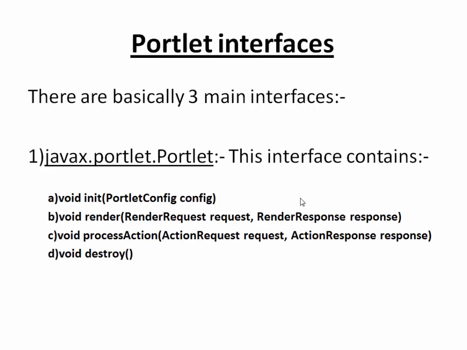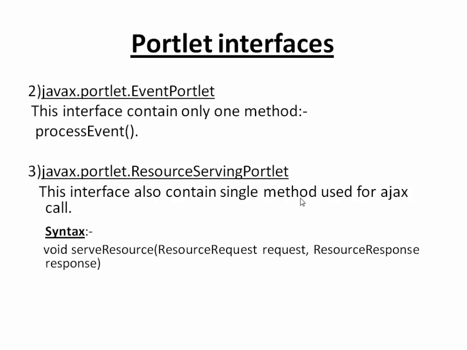The third thing is portlet interfaces. Basically there are three main interfaces. First is javax.portlet.Portlet. This interface contains the basic methods like init, render, processAction, and destroy. If you want to write a portlet, then the portlet must implement this interface. The second interface is javax.portlet.EventPortlet, which contains a method processEvent. This is used for interportlet communication. And the third is javax.portlet.ResourceServingPortlet. This interface also contains only a single method for AJAX calls, serveResource.